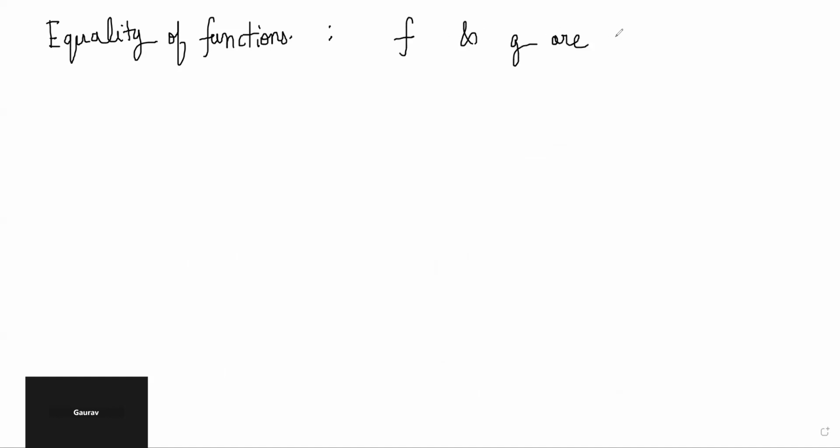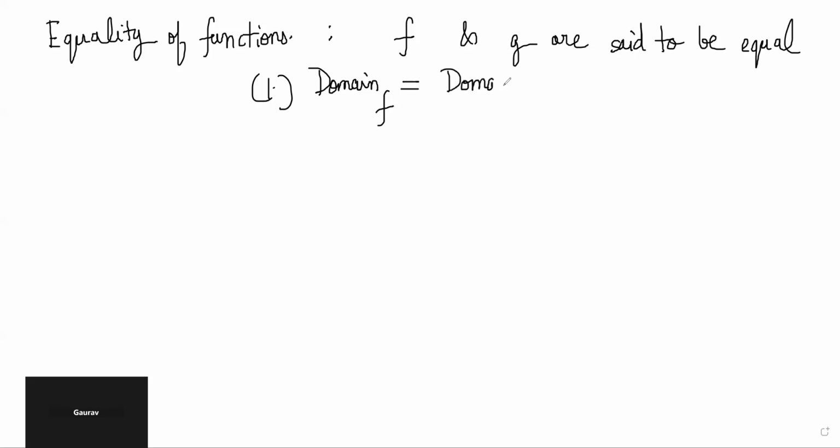Then we talk about the idea of equality of functions. When can we say that two functions are equal? Equality of functions basically has three conditions. f and g are said to be equal, first of all, if the domain of f is the same as the domain of g. So it should not be that the domain is different for different functions. Then we cannot say that they are equal.